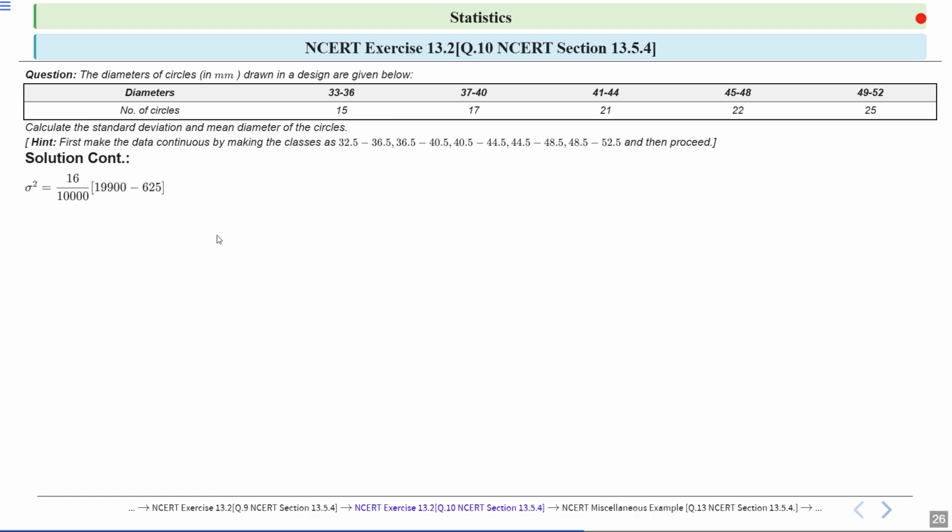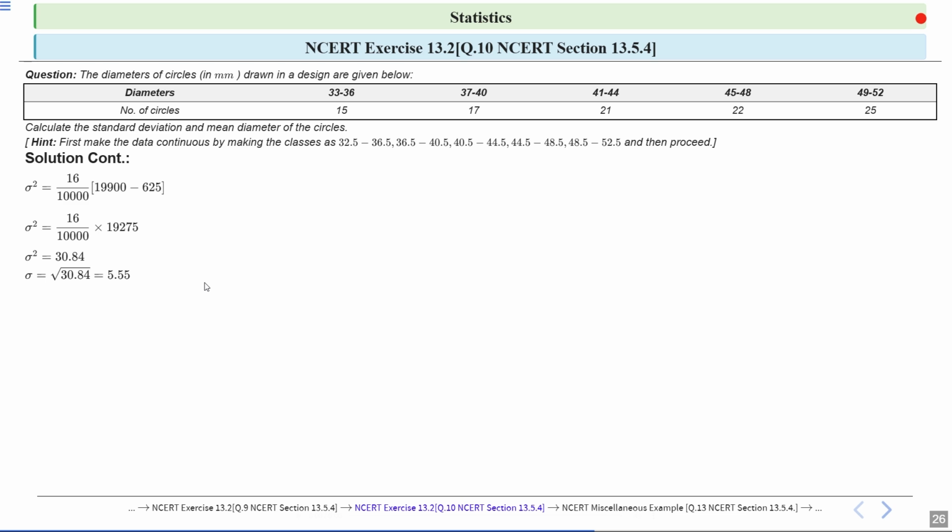Sigma squared is equal to 16 by 10,000 times 19,900 minus 625. And after simplifying, we get sigma squared equal to 16 times 19,275 divided by 10,000. And we have calculated the variance as 30.84.